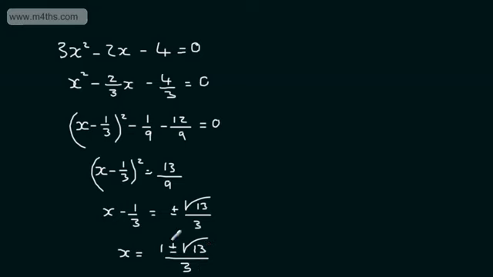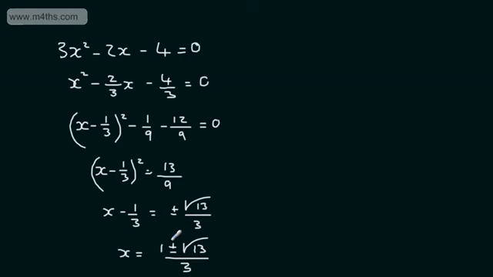And this gives us what we call exact answers. So sometimes we would be expected to give this. Now, an exact answer is left as a surd, or for example, if you have pi in the answer, or e. We don't go ahead and decimalise them. So 1 plus or minus the square root of 13 over 3.